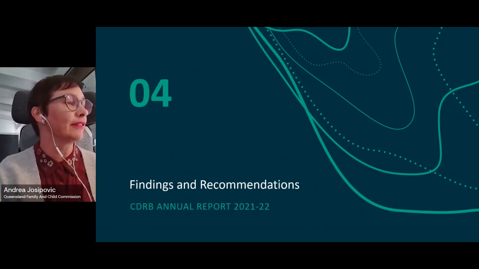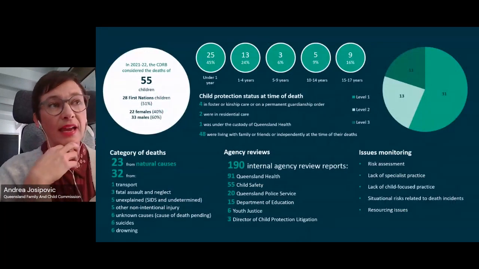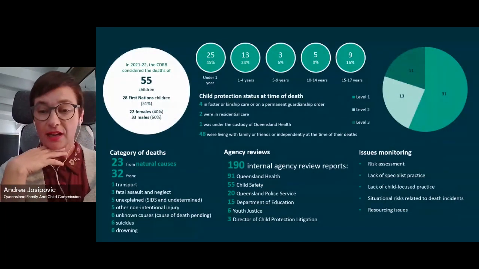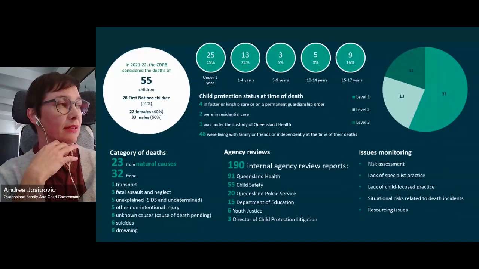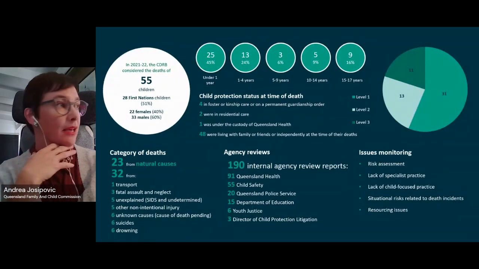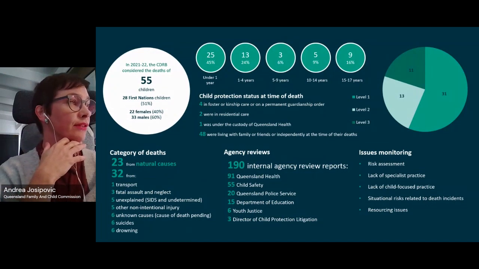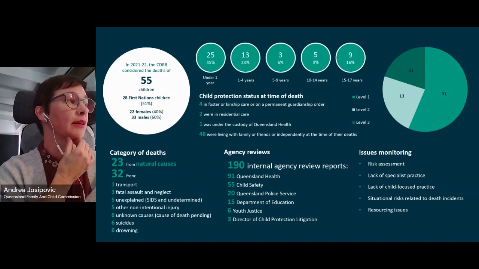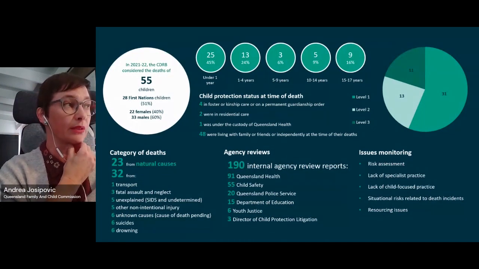So findings and recommendations. This is taken straight out of the last annual report, which was the 2021-2022 annual report. You can see that in total 55 cases have been reviewed. If you then look at the numbers of how many of those were First Nations children, you can see 28, so 51% identified as First Nations, 22 were female, 33 were male.